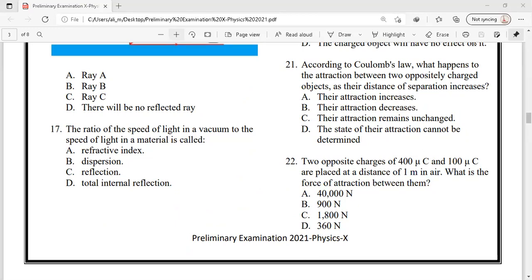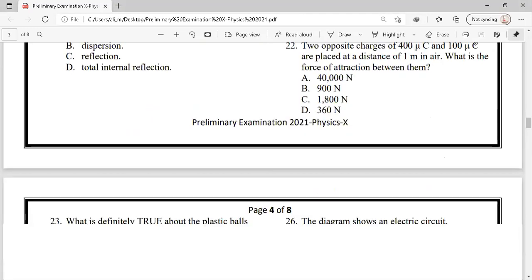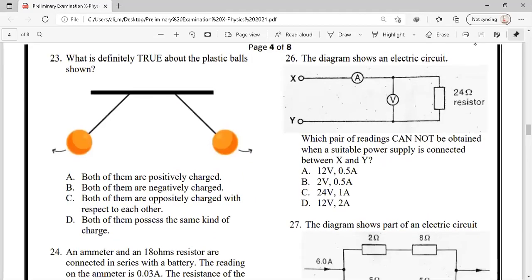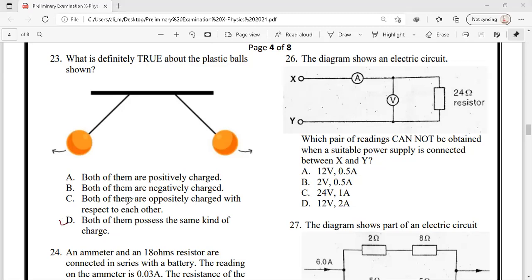Let's see what we have in our question number 23. So this is our question number 23. These two plastic balls are repelled by each other, so we have to identify which option is correct. Both of them possess the same kind of charge. This is the correct one. Both of them are oppositely charged. No, this is incorrect, because opposite charges always attract each other.